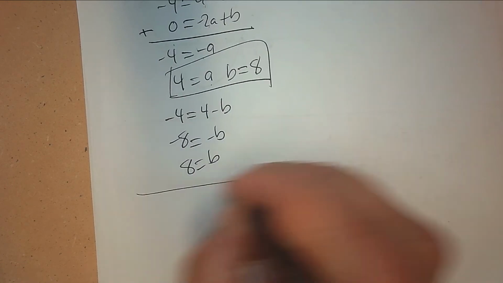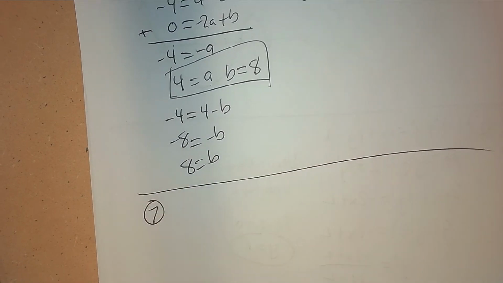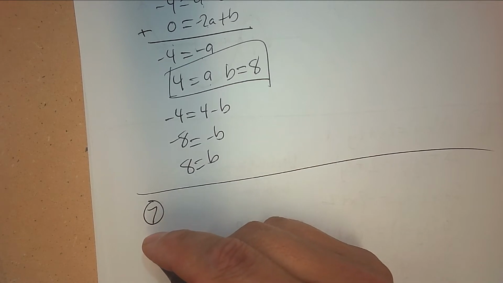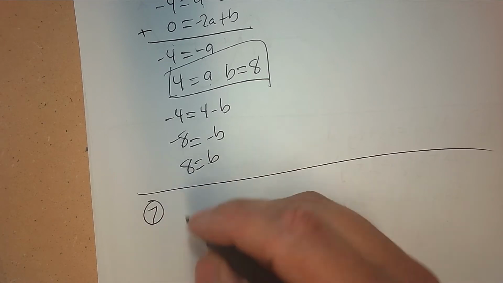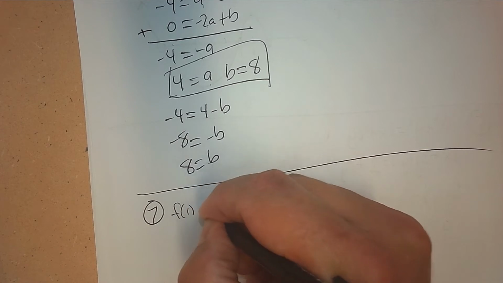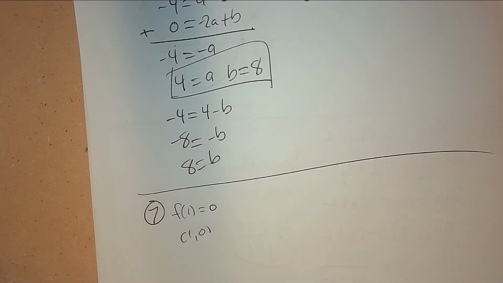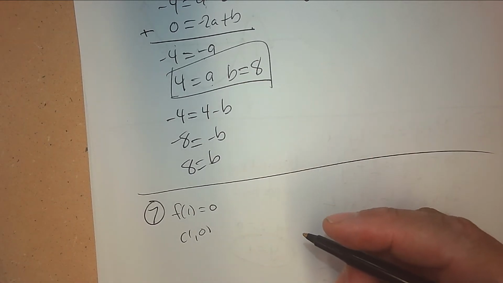Number 7. In number 7, sketch f of x where f of x is continuous. f of 1 equals 0. So we have a point at (1, 0). It says it's continuous, so there are no breaks, no holes, anything like that. And we're just going to follow the information.